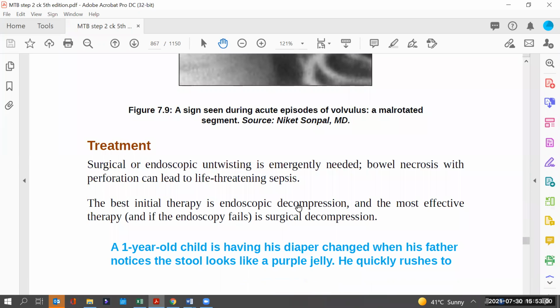So the best initial therapy is endoscopic decompression. With the help of the endoscope, if you are able to untwist the segment, good. The most effective therapy, if the endoscopy fails, is surgical decompression. Then only we can go for surgery. So we'll try with the endoscope first. If it's possible, we will be able to untwist, well and good. If not, then go for direct surgery, open laparotomy.